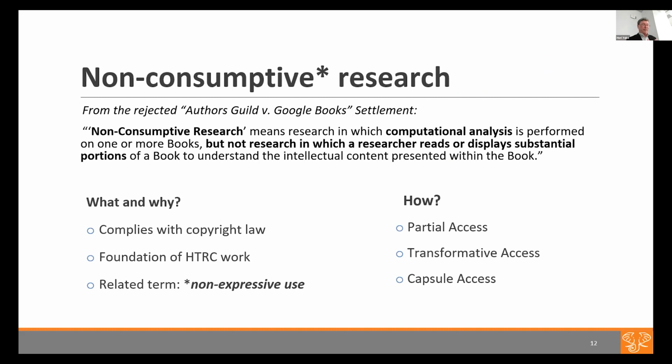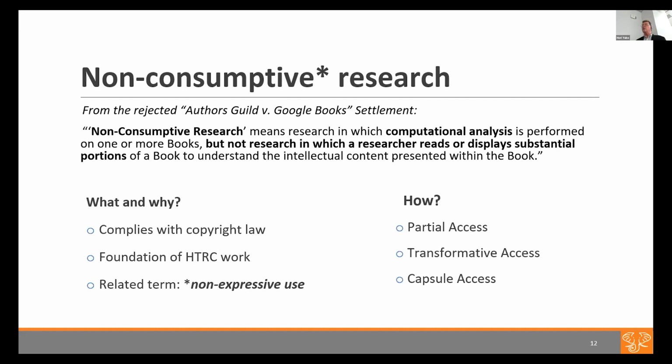So this is what I just said, right? Non-expressive use. It is at the heart of what we do. It complies with American copyright law. I'm not sure about Japanese copyright law. If there's a Japanese copyright lawyer in the room, I would like to know.